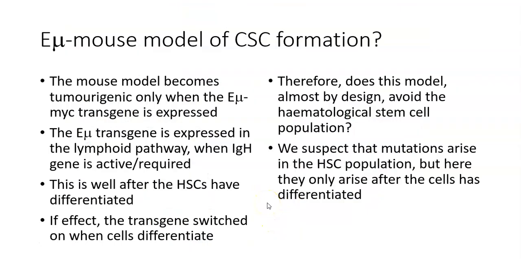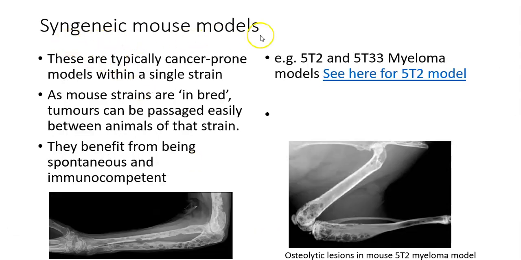Now, we have specific models of cancer that we call syngeneic models, where this is routinely done. So syngeneic mouse models are typically cancer-prone strains of mice within a single strain, and then if cancer forms in one of those mice, you can transplant that tumour into littermates or any mice from that same strain, and they will accept that tumour, so you don't have to have immunocompromised mice. So we call those syngeneic mouse models.